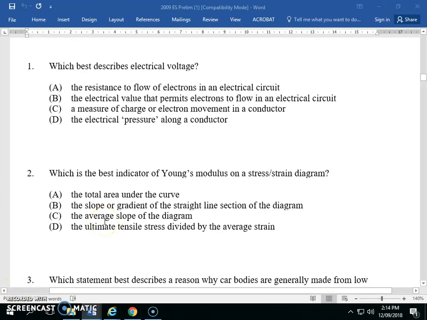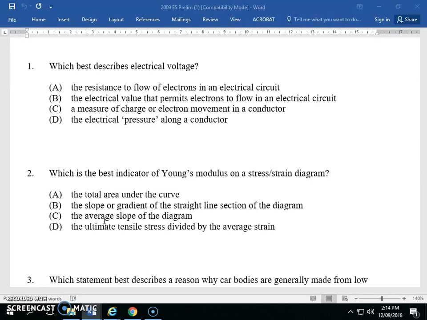So I'm going to go through very quickly the 2009 preliminary exam. The reason I'm going to do that is I'm just going to say which questions I like and which questions I don't think are really likely to be tested by me. Now, question 1 says, which one describes voltage? That's a good question. It's the sort of thing I would ask.